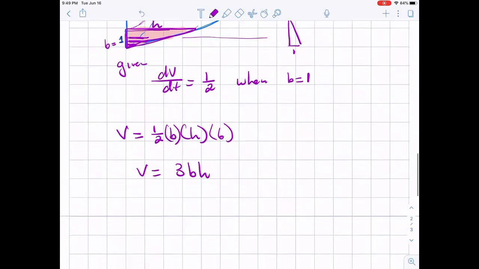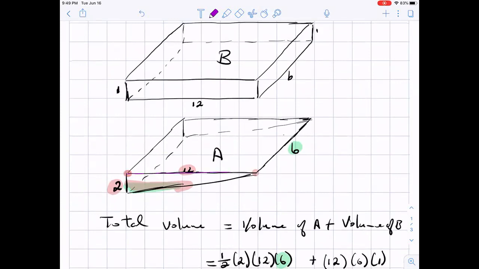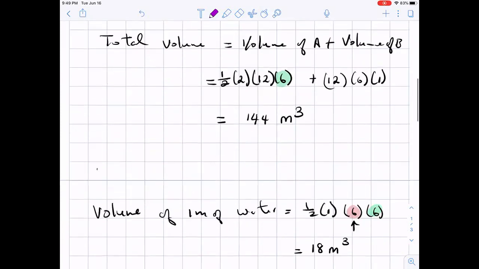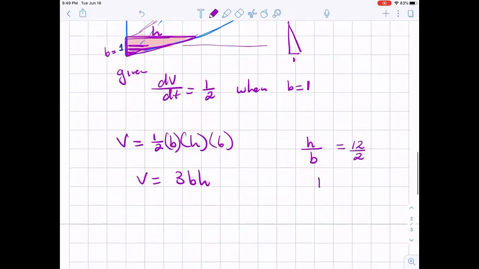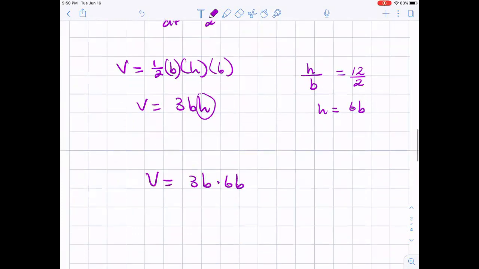Now, this is not going to be very easy to take the derivative of, because we have 2 unknowns. So it's better if we could write this with 1 letter. And we could, because if you remember from similar triangles from intermediate algebra, the height is in proportion to the base. And for this triangle, the height is 12 and the base is 2, which we drew up here. So we can solve here for h. h is going to be 6b. So I can replace h here with 6b.